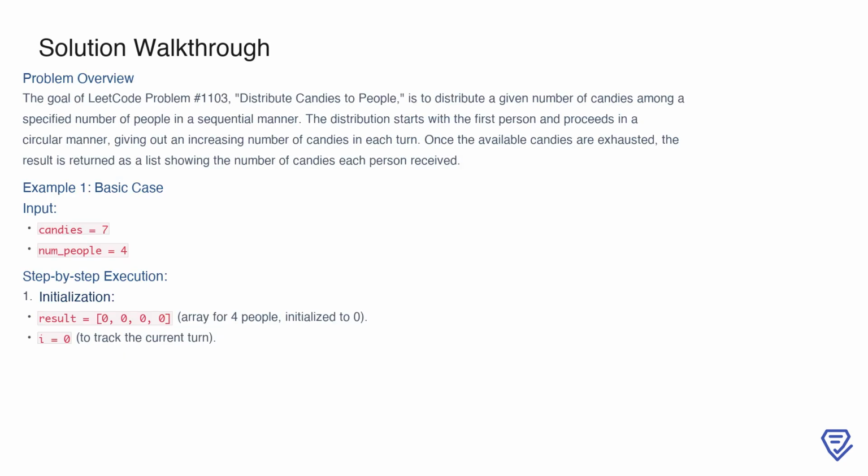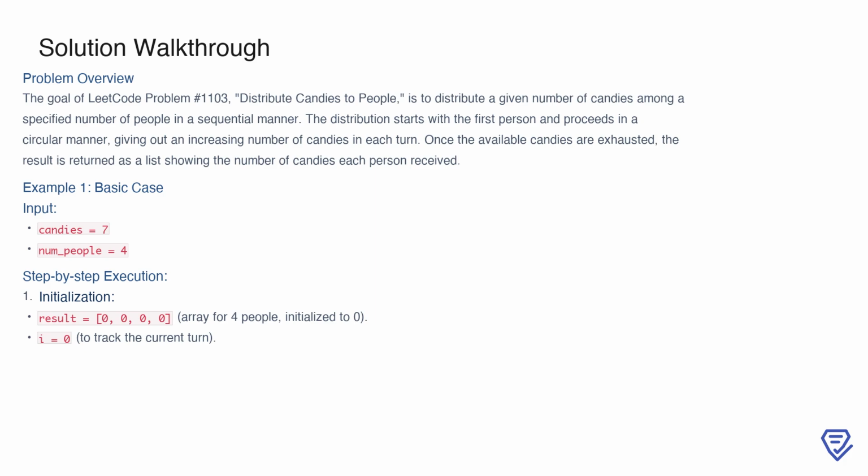In this problem, we are tasked with distributing a given number of candies to a specified number of people. The distribution is sequential, starting with the first person and continuing in a circular manner until all candies are distributed. The twist is that the number of candies given out increases with each turn, first 1 candy, then 2 candies, and so on. If there aren't enough candies left to meet the current turn's allocation, we simply give out whatever remains. The output is an array representing the number of candies each person receives.